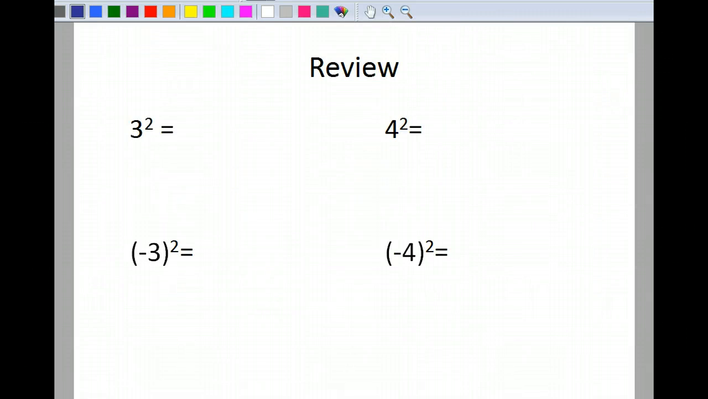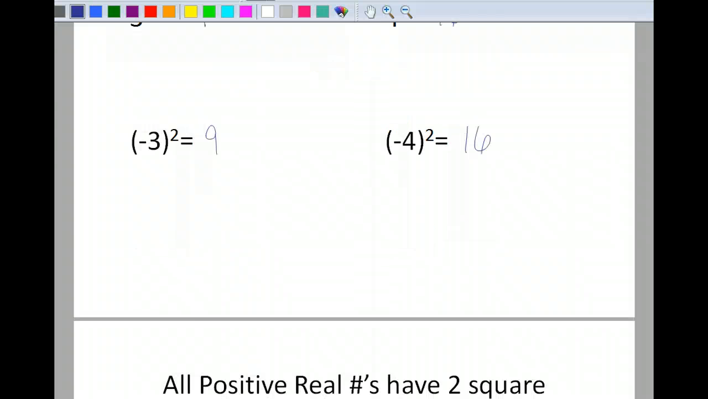So, quick review. 3 squared, well that's 3 times 3, so that's going to give me 9. Negative 3 squared, well it's negative 3 times negative 3. Two negatives make a positive, so that's also positive 9. 4 squared, 16. Negative 4 squared, also 16. This is really important because we're going to be taking the square roots, and when we take the square roots we need to see what's possible to make these guys up.